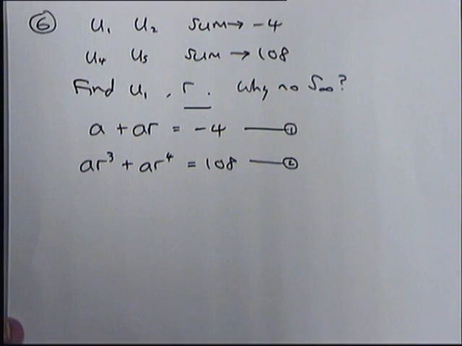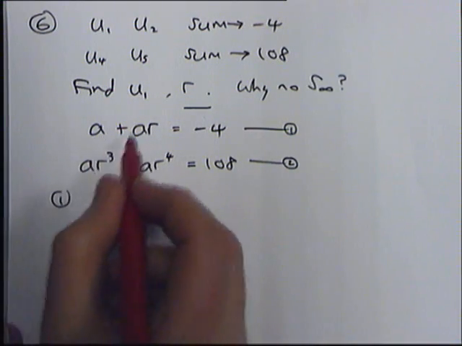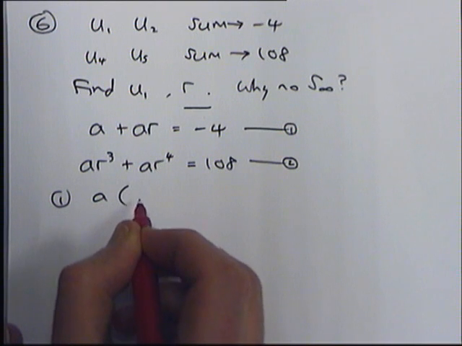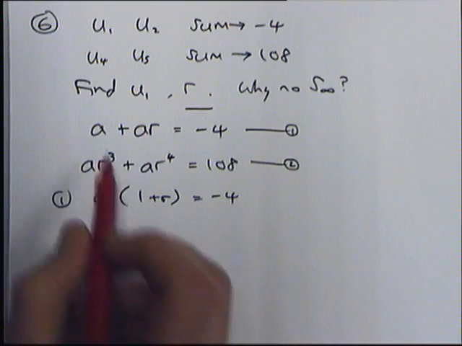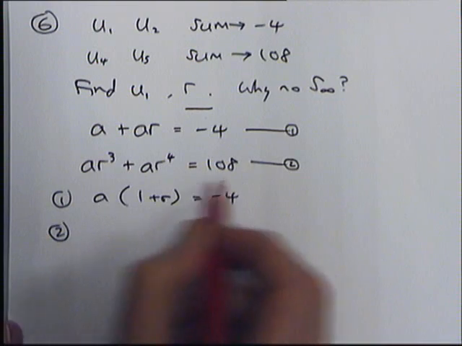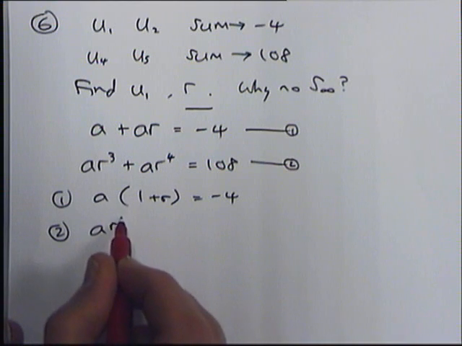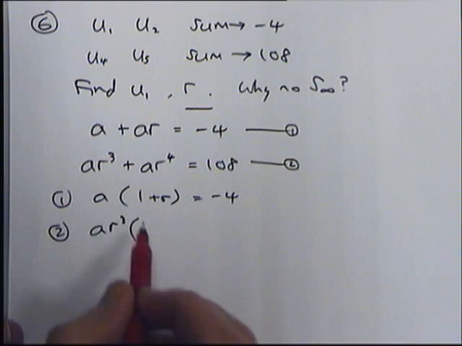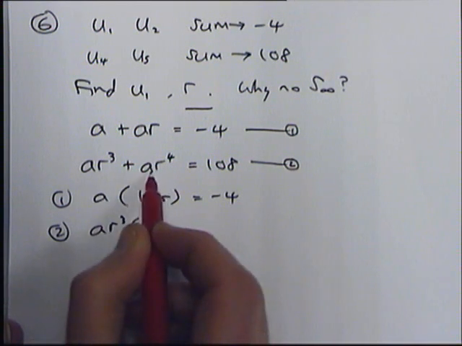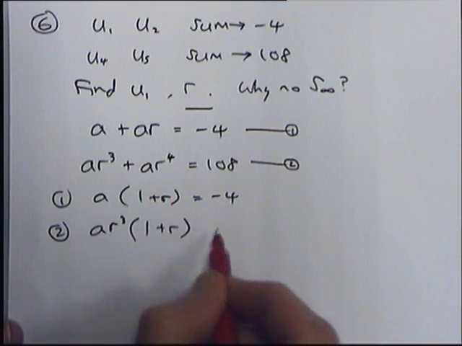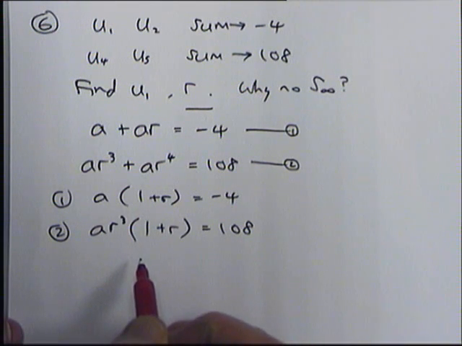And what I've got here actually are a pair of simultaneous equations. The first equation, I could take A out as a factor, and I can rewrite it as A into 1 plus R equals -4. In equation 2, I can also take A out as a factor. In fact, I can take more than that. I can take AR cubed out as a factor. And then I can multiply my AR cubed by 1 to get AR cubed, and my AR cubed by another R to get AR to the power of 4. So I've taken a factor out of both of them.